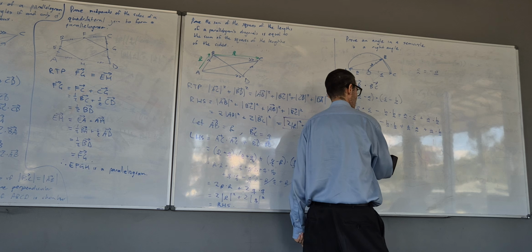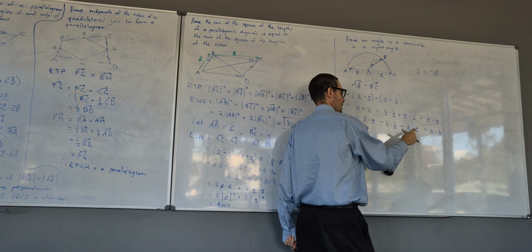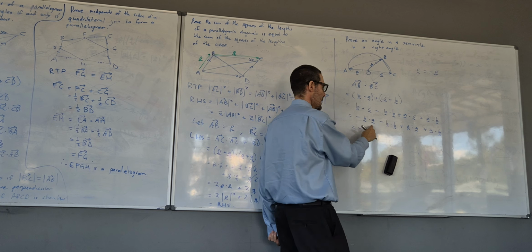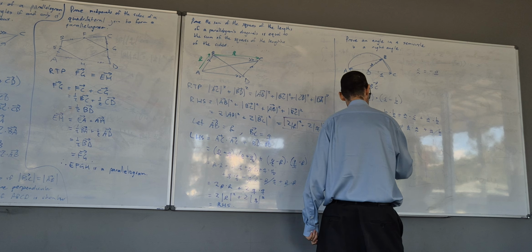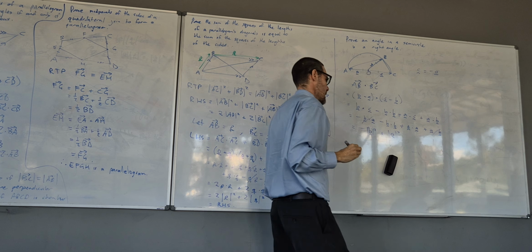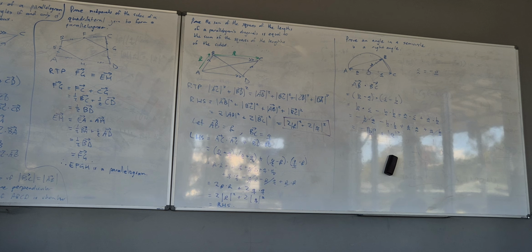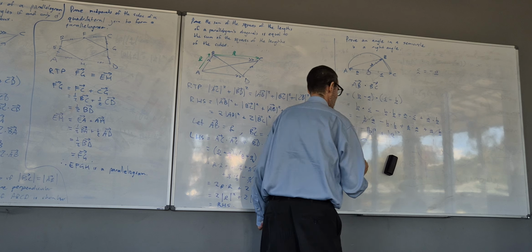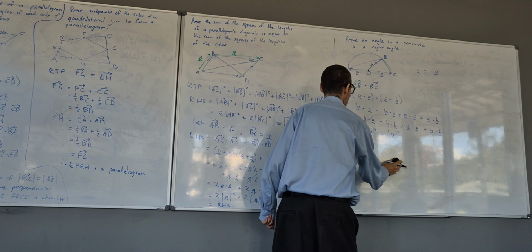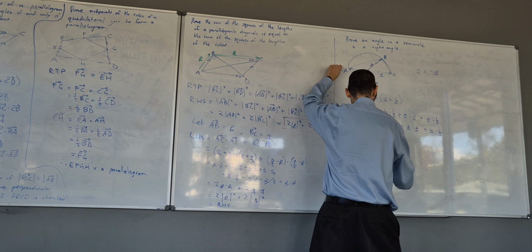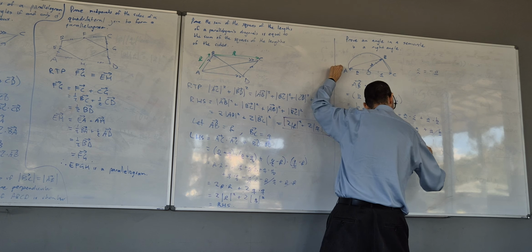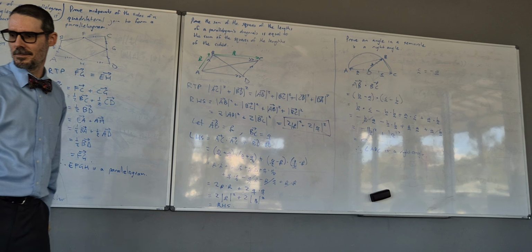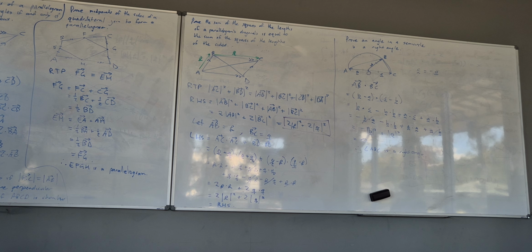What have I got? Negative. Oh, these are the same, aren't they? A dot B and B dot A are the same. So that one goes away. And I've got negative length of B squared plus length of A squared. Wait a minute. They're both radii. They've got the same length. Wow. Therefore, angle ABC is a right angle. No matter which point B I choose around the circumference, it's always a right angle.